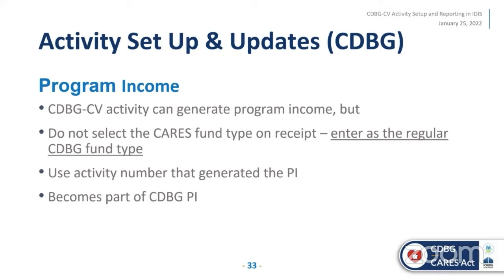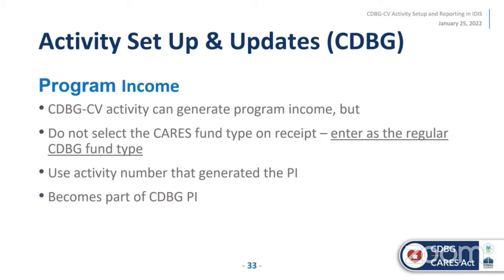So program income can be generated by CV activities. However, it is specified in the regulations that that program income will become CDBG program income, not CV program income, and it will be entered into IDIS as regular CDBG fund type of program income.